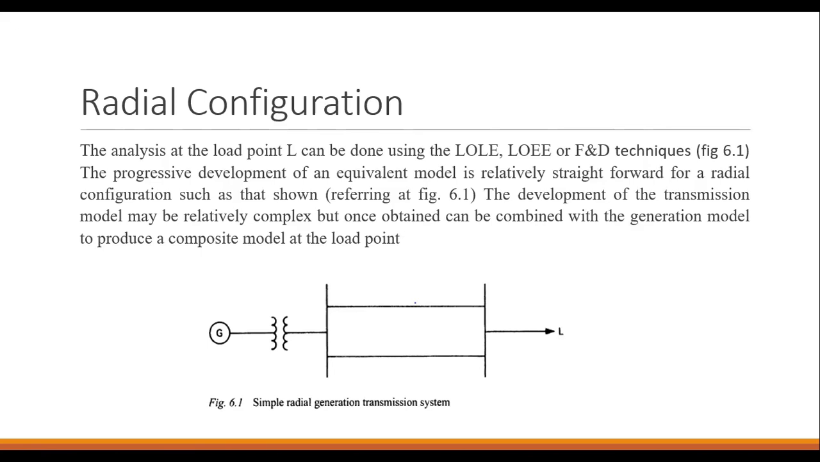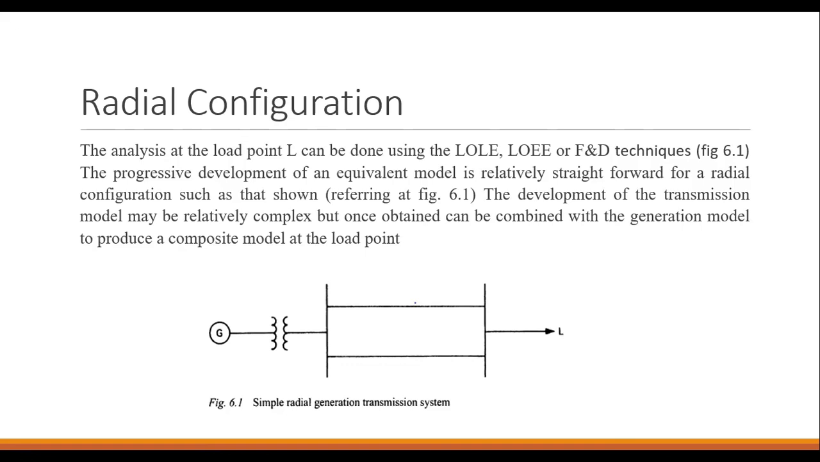Okay, so the linking configuration between the generation source and the load point may not be a simple series-parallel type as shown in figure 6.1, the simple radial generation. It may not be as simple as this figure, but could be a relatively complicated DC transmission configuration where the transmission capability is dependent upon the availability of the rectifier and inverter bridges, the filters at each end, and the associated pole equipment.